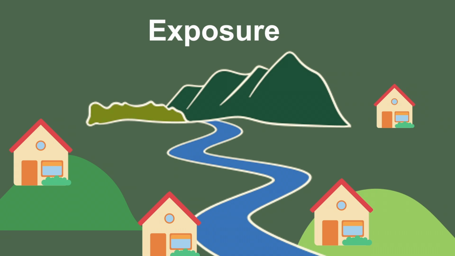Exposure is how much an asset or population would come into contact with a hazard. So for this example, a house that is nearby a river that might be in the floodplain and not elevated is the most exposed, rather than a house that might be elevated or further away.